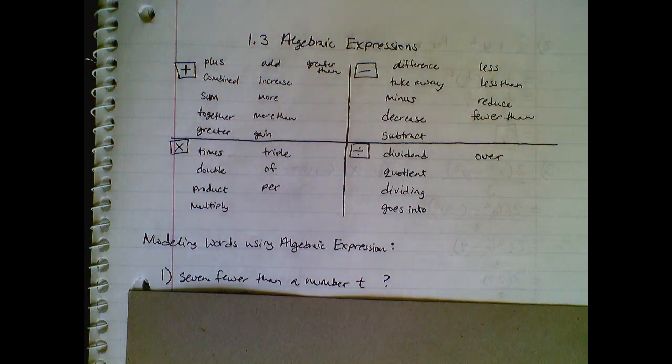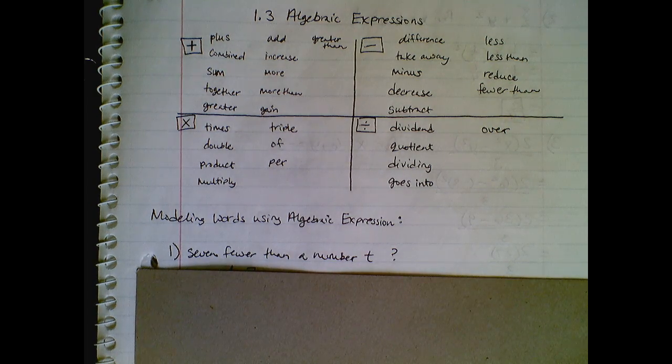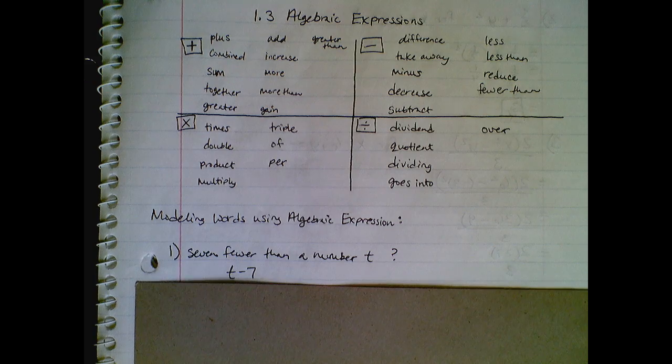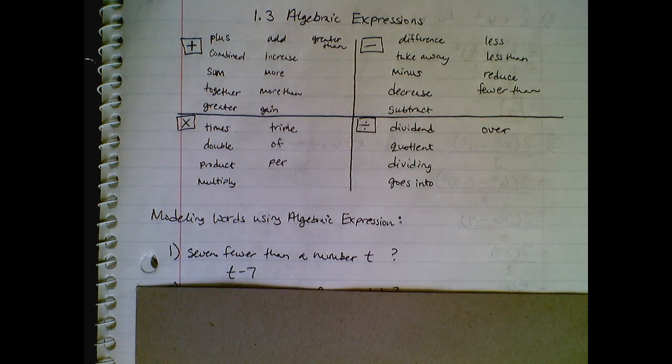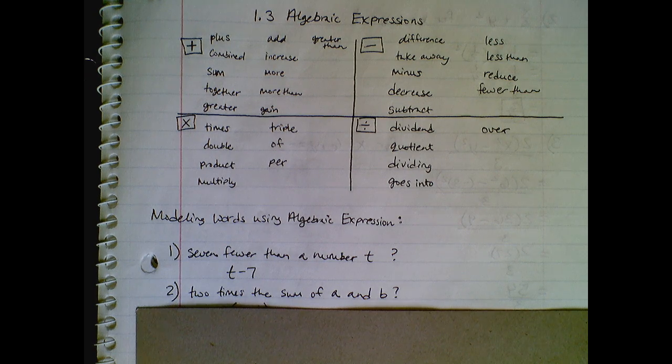Alrighty, below I have some examples for you to try. So the first one says 7 fewer than a number t. Okay, the key words that stand out to me in this problem are fewer than. Fewer than means that we're subtracting. That word than means that we're switching the order. So the t is going to come up front, the 7 is going to go behind, and then we just subtract those two variables.